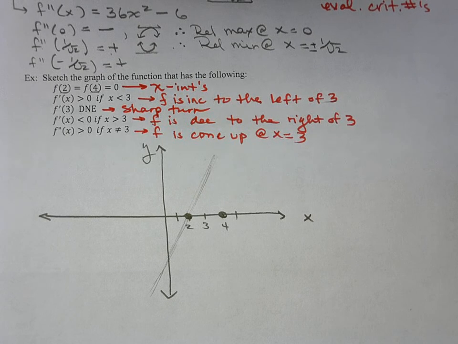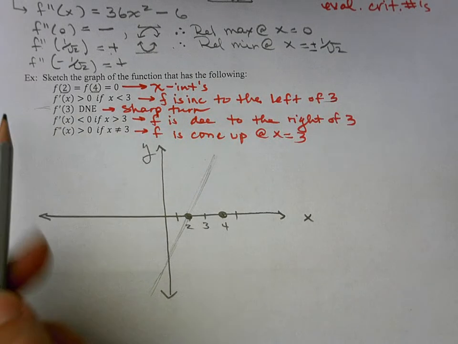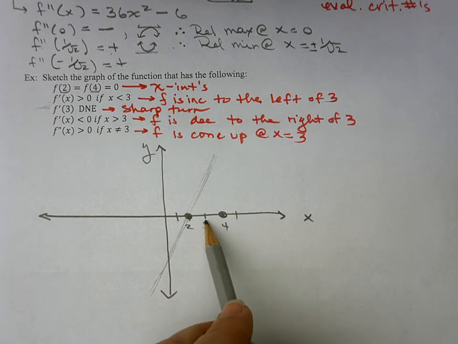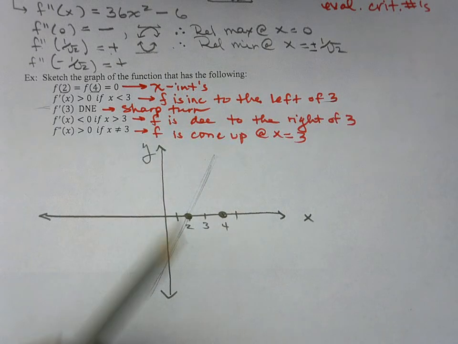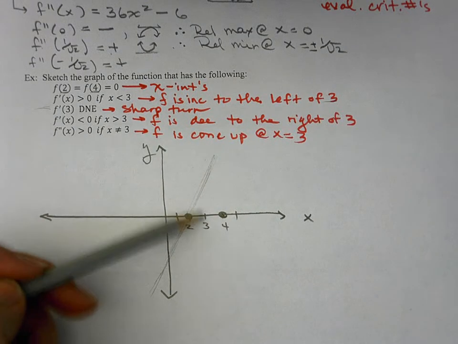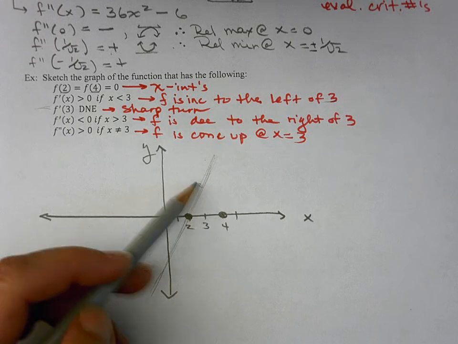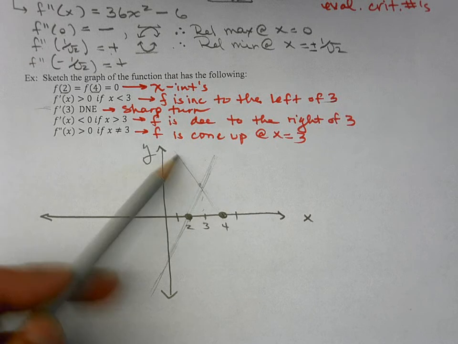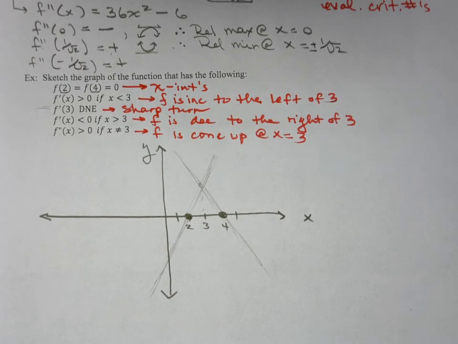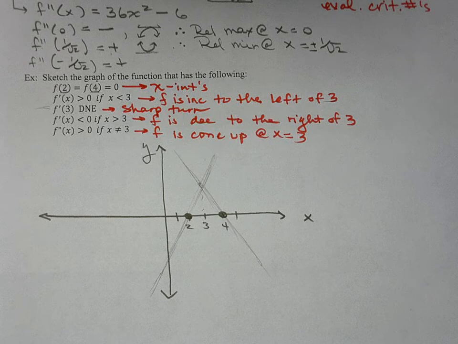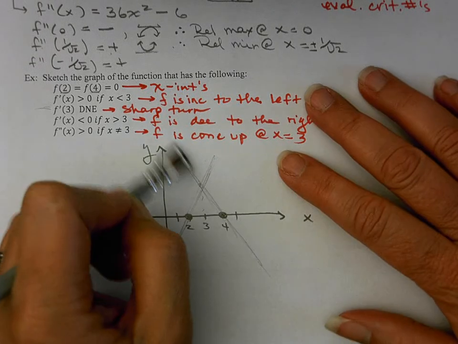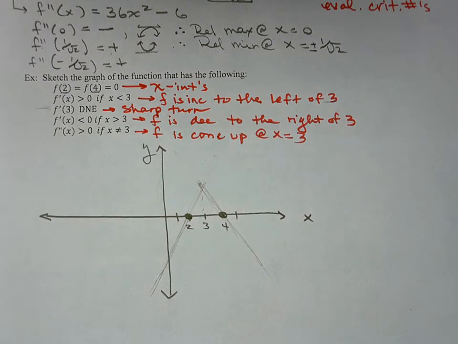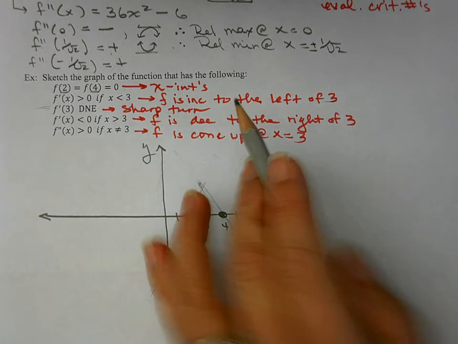And then ignoring the sharp turn right now, I know I need to be decreasing to the right of 3. So here's 3. I need to be decreasing to the right of 3, and I have to go through this point. So decreasing means I'm going to go downhill, and the change is going to occur up here somewhere at 3. So I'm just going to do a light line again to get an idea of what's happening. So I know I need to be increasing, then decreasing, and then I'm going to erase those lines because that change is going to occur at 3. So I know I'm going to have a sharp turn at 3.